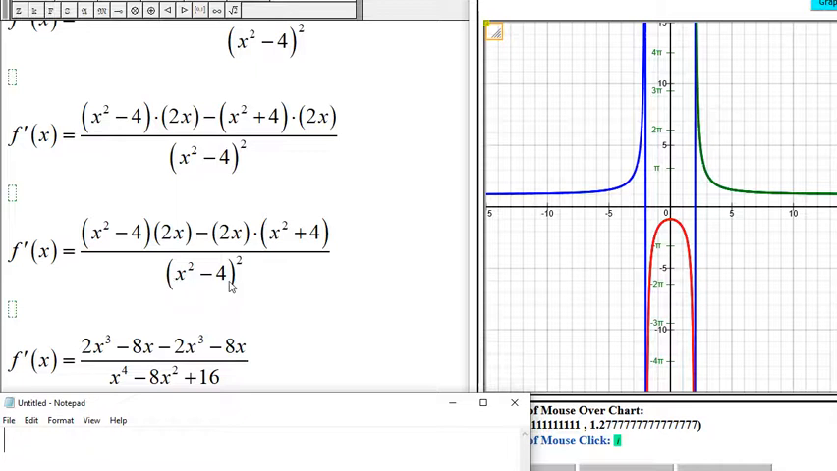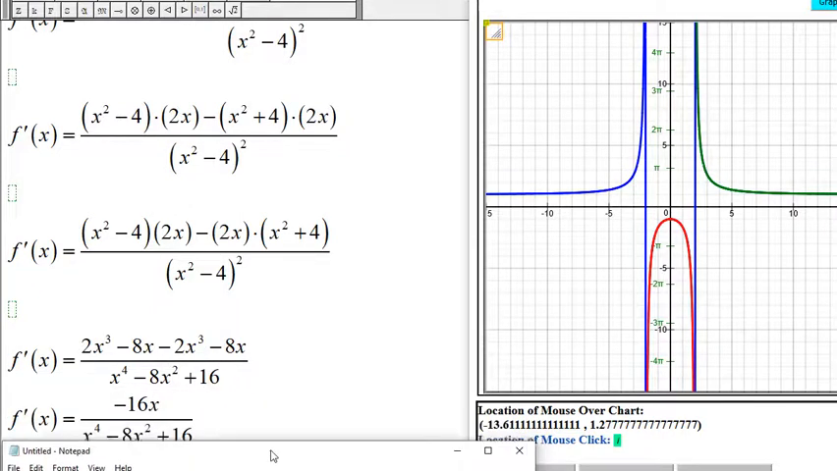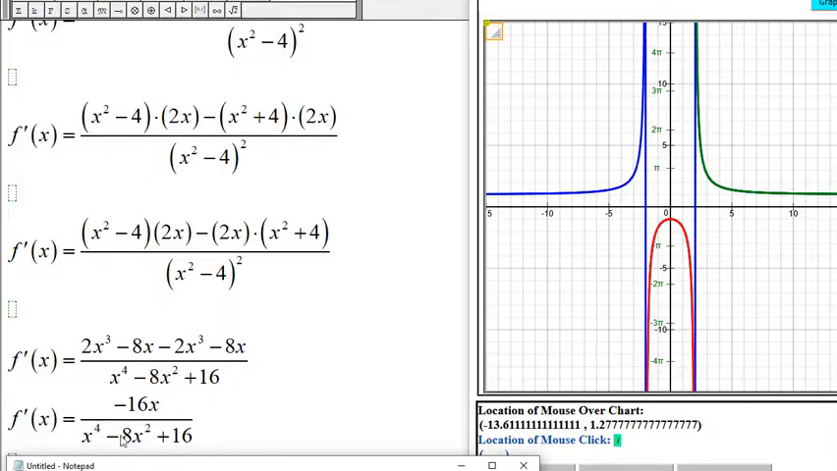And then the denominator is the same as (x squared minus 4) times (x squared minus 4), here's this square here. If we do that, we get x to the fourth minus 8x squared plus 16. The 2x to the third minus 2x to the third will be 0. And then minus 8x minus 8x will get negative 16x. So this is the first derivative.